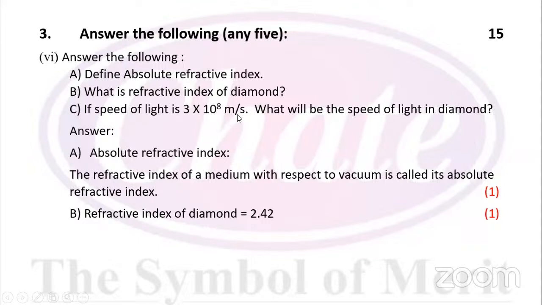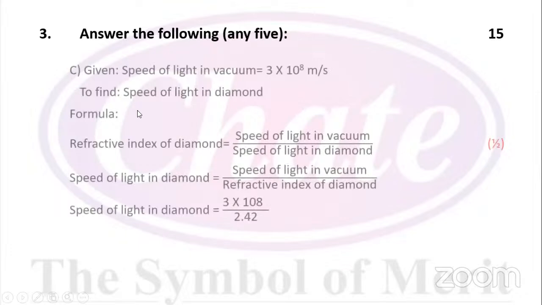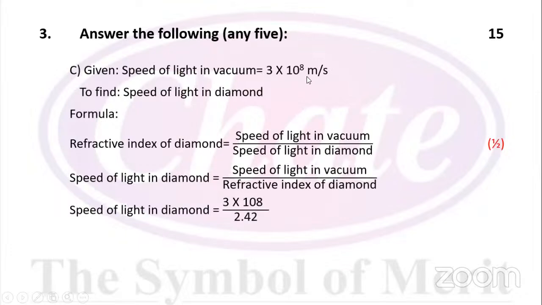Then for the third part, we also have to calculate the speed of light in diamond. Obviously, the speed of light is given in vacuum. We know that it is 3 into 10 raised to 8. We have to find the speed of light in diamond, and the formula is here. Refractive index of diamond is nothing but the speed of light in vacuum upon the speed of light in diamond. So the speed of light in diamond will become like this.